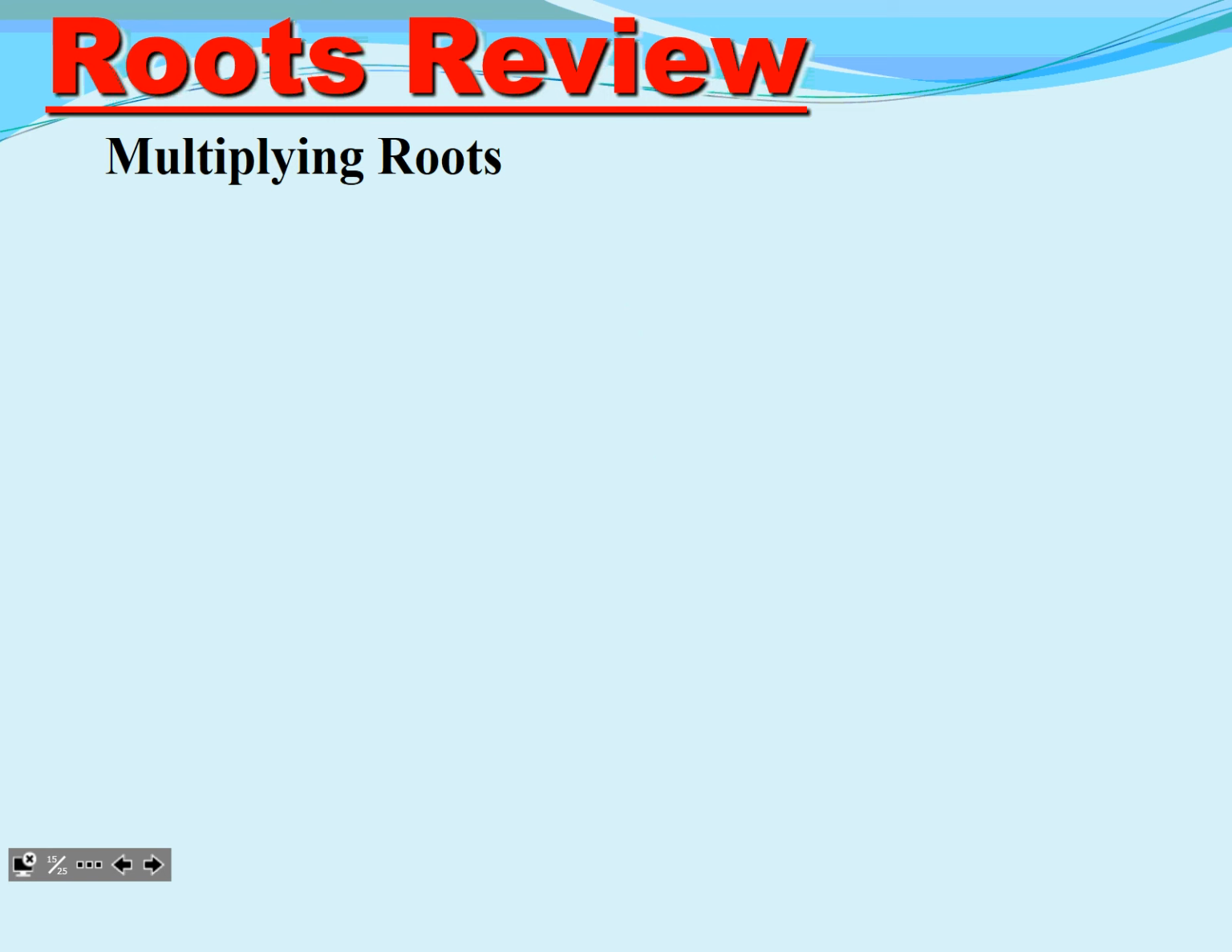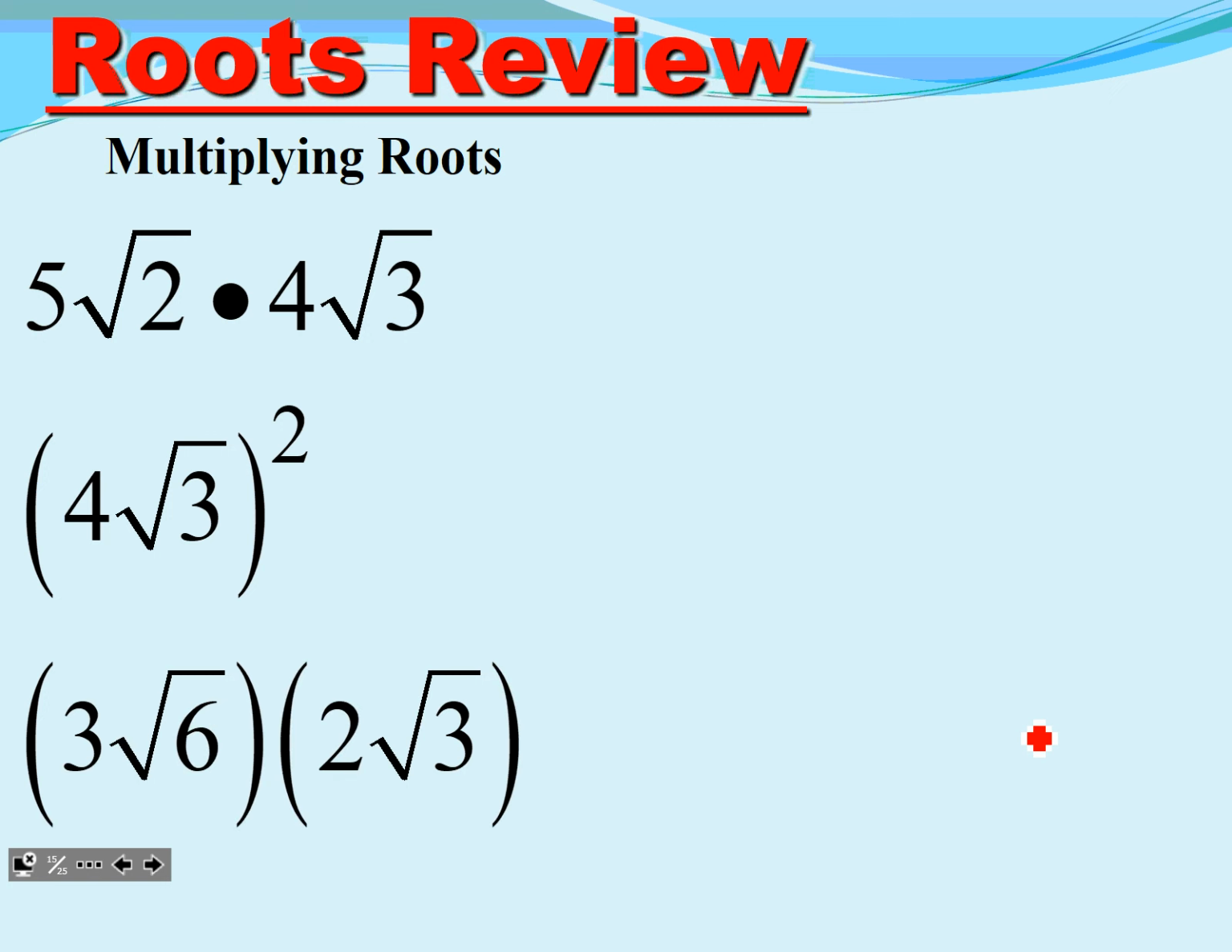Let's go to more roots. We have 3 different problems here. Whenever we have roots, remember our goal is to get it in simplest form. For the first one, 5 root 2 times 4 root 3, I'm going to multiply 5 and 4. They kind of act like coefficients. So I'm going to multiply 5 and 4, which will then become 20. I'm now going to multiply the two roots. So root 2 times root 3 equals root 6. And now I'm going to see, can I simplify that still? No, I can't.